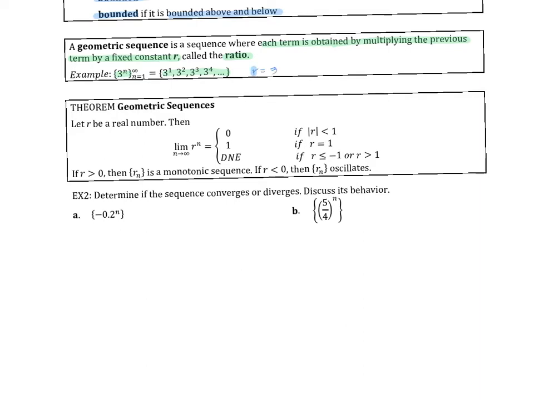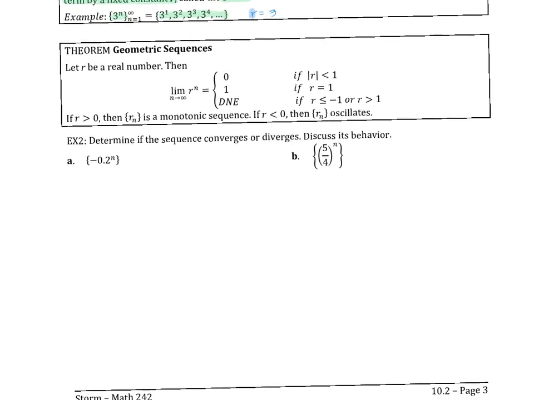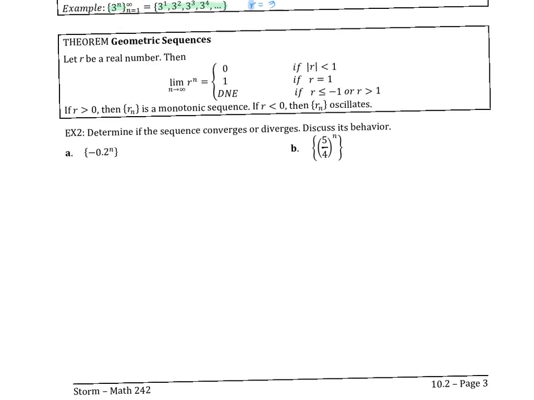is equal to 3. Now if we have a geometric sequence, then we can tell if it converges or if it diverges. So let's say we do have this ratio of a geometric sequence. We have our r value. If we take the limit of our sequence, it will be equal to 0 if the absolute value of r is less than 1. If r is equal to 1, then the limit is 1. If r is less than or equal to -1 or greater than 1, then the limit does not exist.